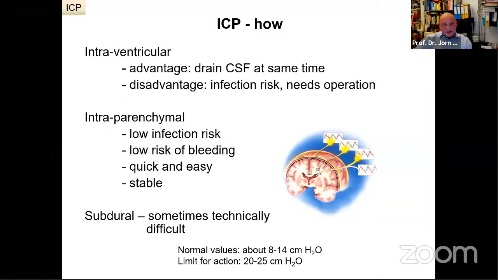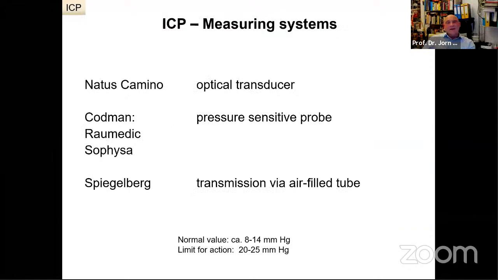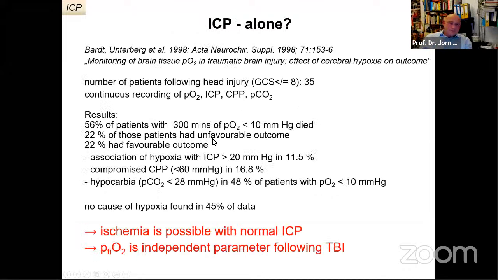So again, the normal values down there. There are different measurement systems, I don't want to go into the different ones. I like the probe ones, the pressure sensitive probes, the most, because they're very, very stable, but some people use optical transducers, some people use transmission via air-filled tubes and so on, but I think most people probably use the middle one, the sensitive probes.